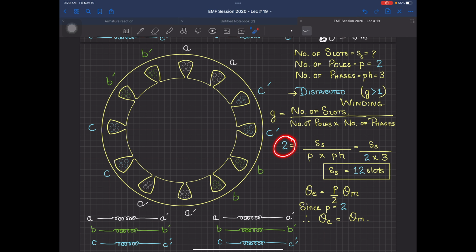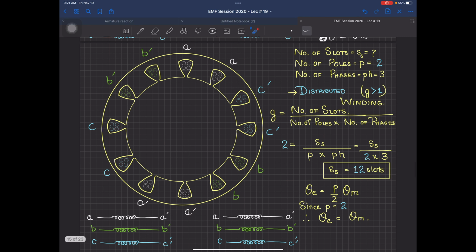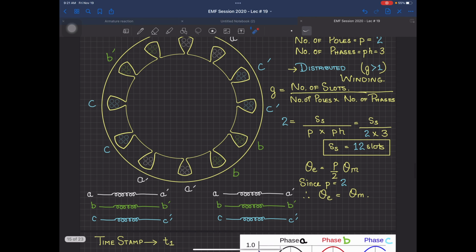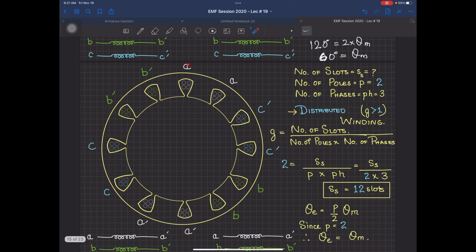So when G is equal to 2, plug in again the values. This time for 2-pole, SS becomes equal to 12 slots. So now when you are going to arrange 12 slots, this time theta electrical will still be theta mechanical. So this will be A, this will be A dash. Then this will be B, this will be B dash over here. Sorry, this one is A, this one is A dash, then I have B over here, and then I have this B dash, then I have C, and I have C dash.